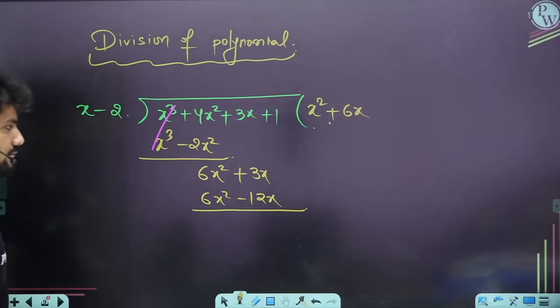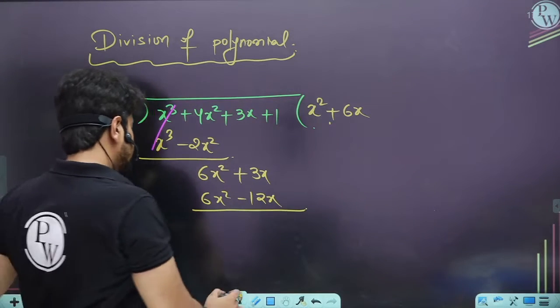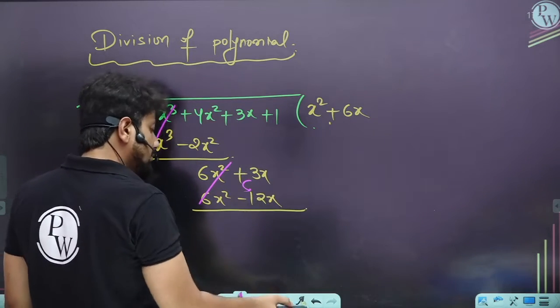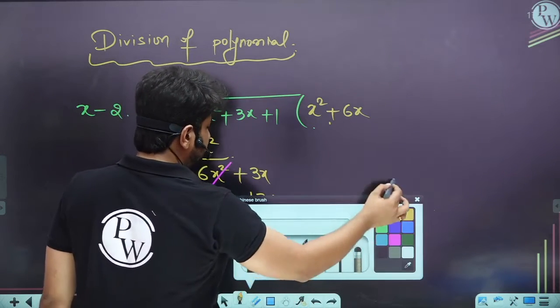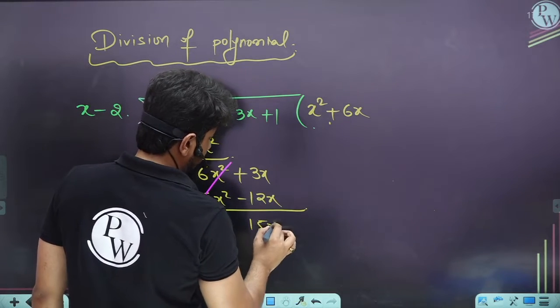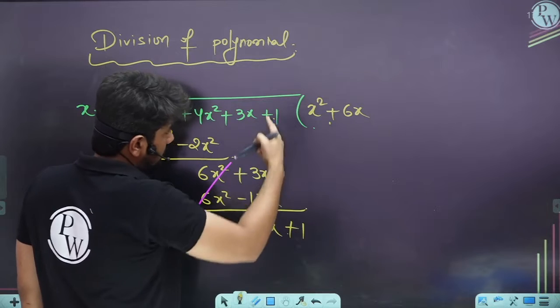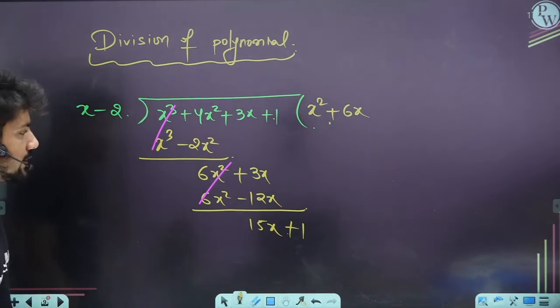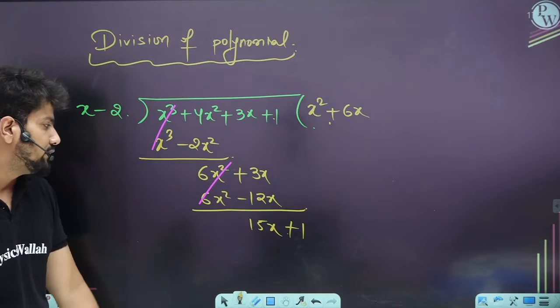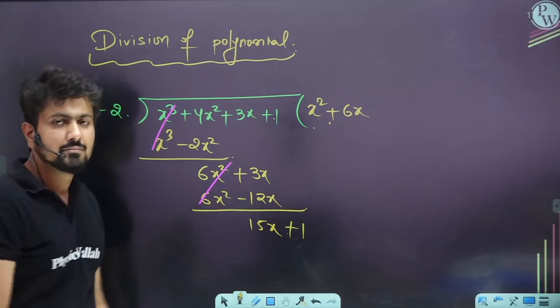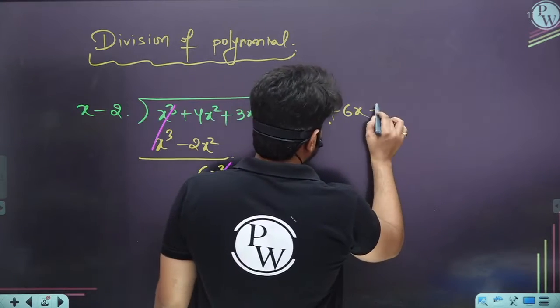Agreed? Now again this term of 6x square gets cancelled out. 3x minus of minus 12x will produce 15x. Correct? 15x. Then I am dropping plus 1. The last term is remaining, plus 1. Now again division can be continued. I can cancel out this 15x if I multiply this thing by 15, so I'm writing here plus 15.